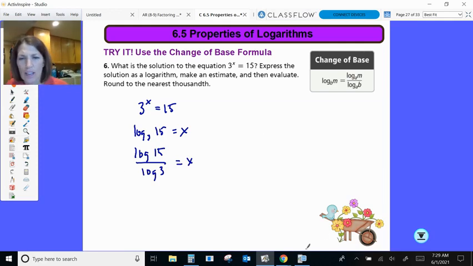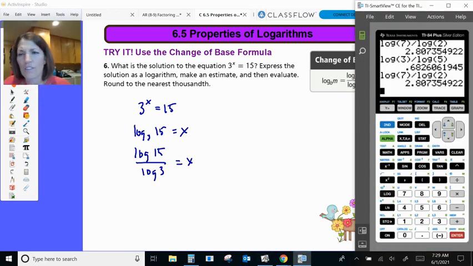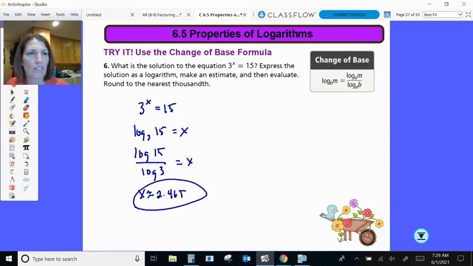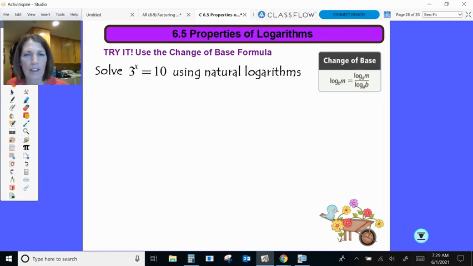And so let's find out what that is. Log of 15 divided by log of 3 equals about 2.465. And there you go. It's the value of that x. So now it's solved using common logarithms.